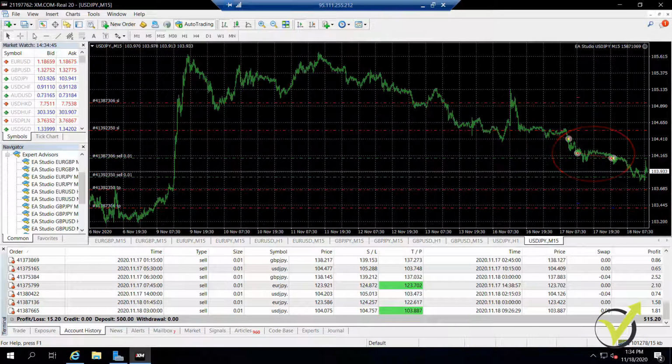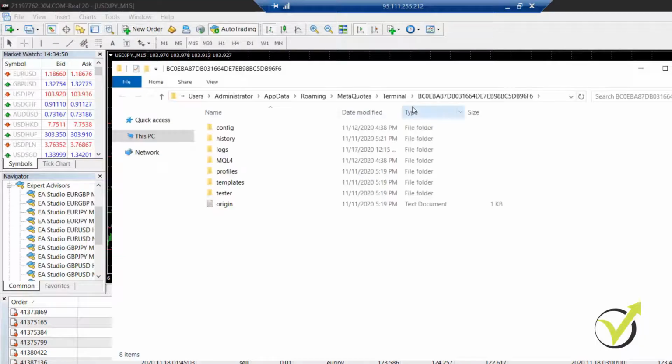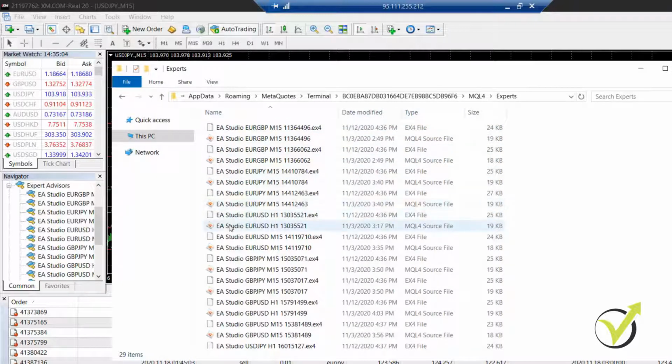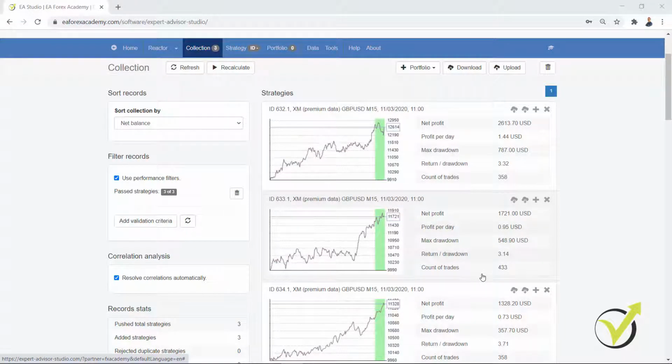What I will do is go to File, Open Data Folder. I will grab these expert advisors for the dollar yen. So I will click on Experts and take the dollar yen expert advisors. I will just copy them and minimize the VPS. What I have right here is the Expert Advisor Studio with some strategies that I recently generated for the pound dollar, but I will show you later on in the course how I'm doing it.